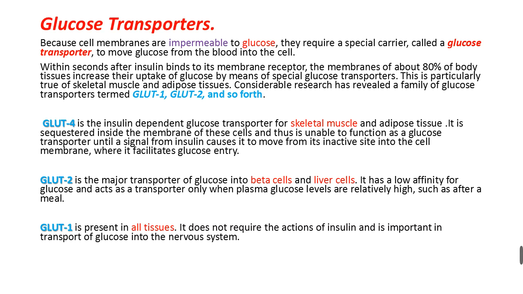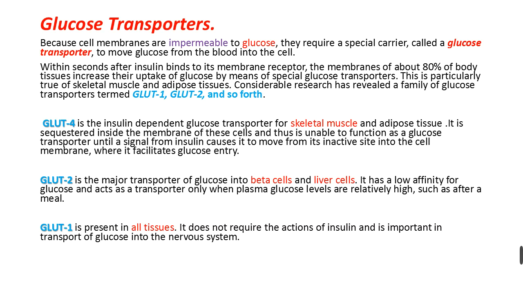So in this condition, glucose transporter 2 present in the beta cells and liver cells will act to transport glucose from the circulation into the liver cell so that the glucose will be converted into glycogen, and also it will pass glucose into the beta cells. Why? You will answer this question. Another example of glucose transporters is glucose transporter 1, which is present in all tissues. All tissues in our body have glucose transporter 1. It does not require the action of insulin, and it is important in the transport of glucose into the nervous system.